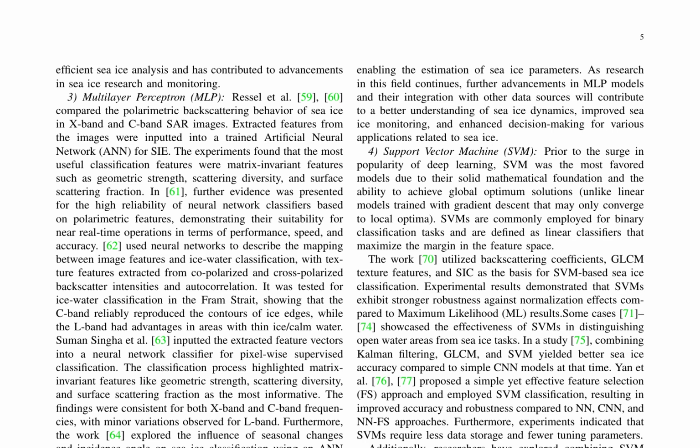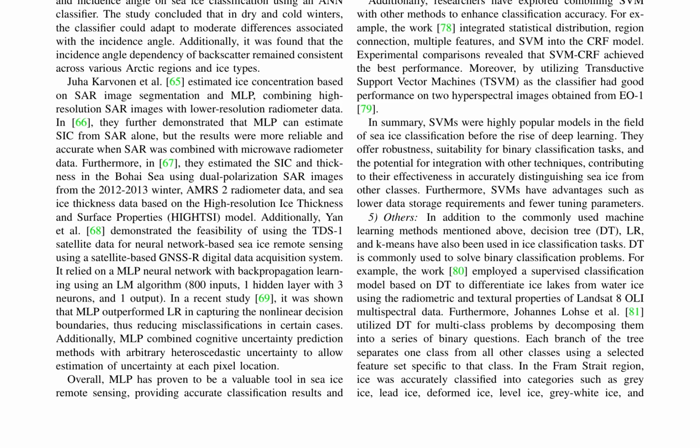The experiments found that matrix invariant features such as geometric strength, scattering diversity, and surface scattering fraction were the most useful for classification. Further studies demonstrated the high reliability of neural network classifiers based on polarimetric features, showing suitability for near real-time operations in terms of performance, speed, and accuracy.